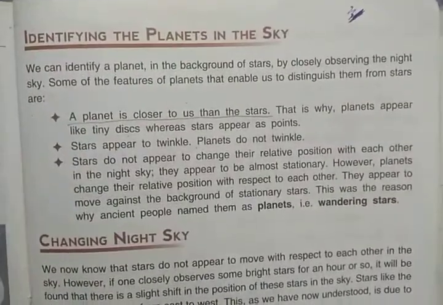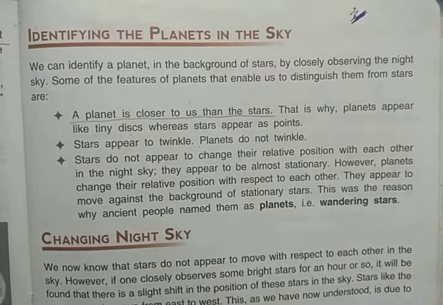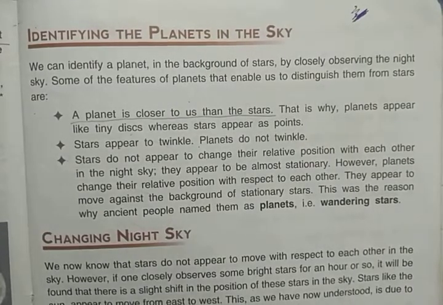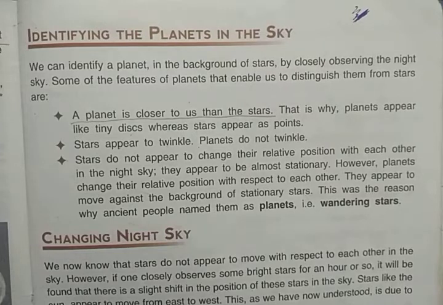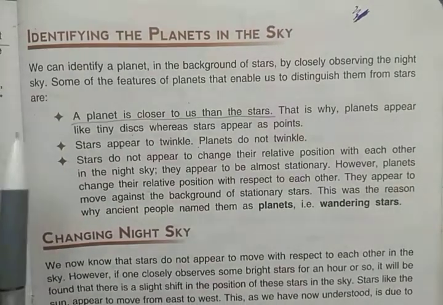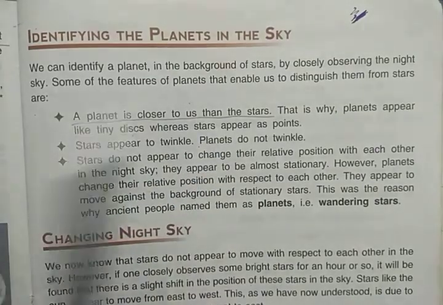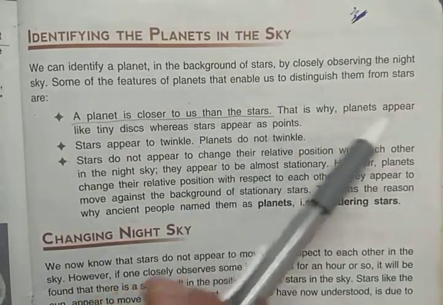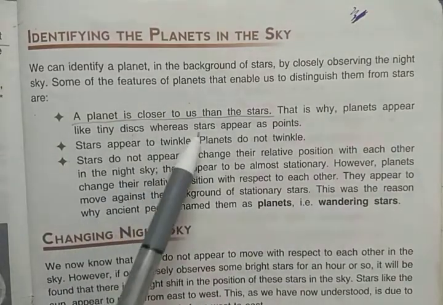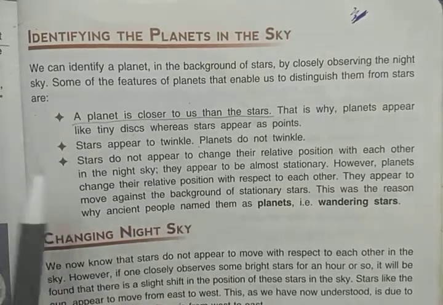Next is identifying the planets in the sky. हम कैसे identify कर सकते हैं planets को स्काई में? बिकॉज स्काई में स्टार्स भी होते हैं, तो हमें उनको पता होना चाहिए कैसे हम डिस्टिंग्विश कर सकते हैं, डिफ्रेंशिएट कर सकते हैं कौन सा स्टार है और कौन सा प्लैनेट है. So planet is closer to us than the stars. That is why planets appear like a tiny disk, whereas stars appear as points. तो स्टार हमेशा पॉइंट की तरह नजर आते हैं और ये डिस्क की तरह नजर आते हैं.